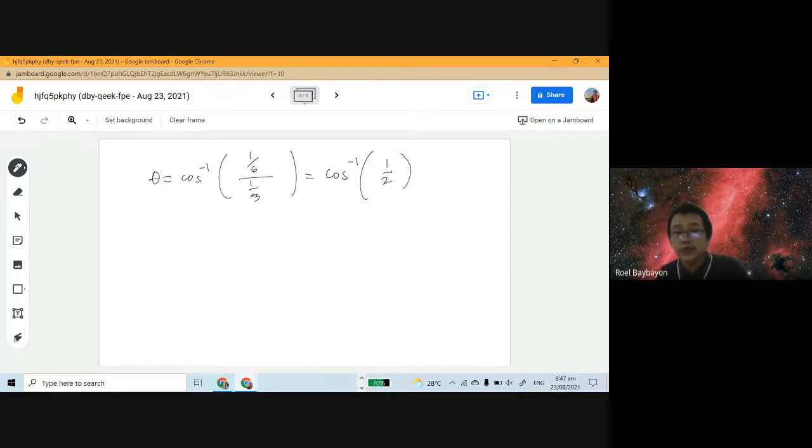Yeah, it's 1/2, and cosine inverse of 1/2 is 60 degrees. So this one is 60 degrees. Cosine inverse of 1/2. Okay, it's 60 degrees. So the angle between F and G is equal to 60 degrees. Okay.